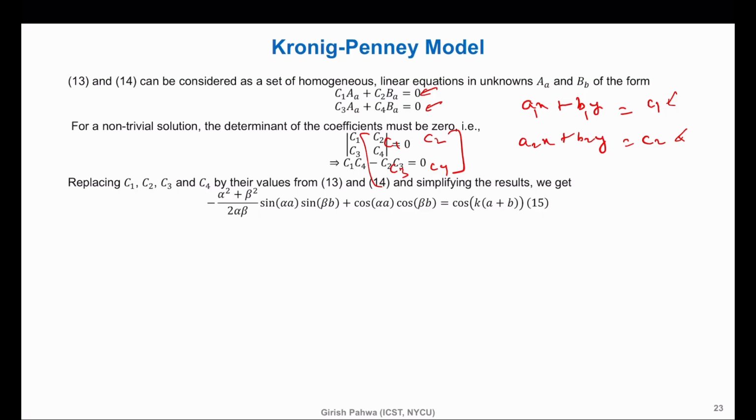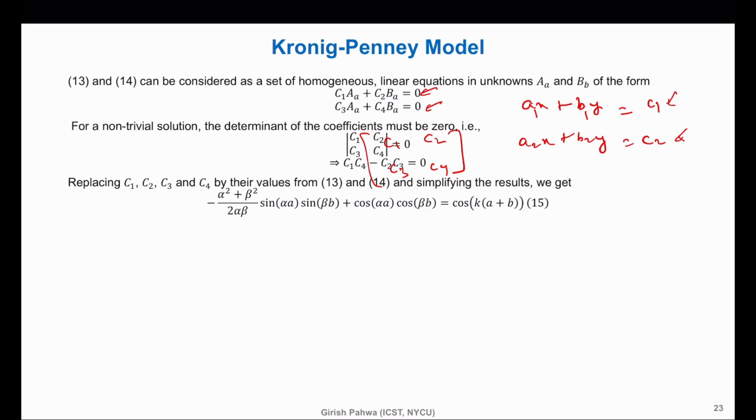Now equation number 15 is interesting. What's on the right hand side? Right hand side is a function of k. A and B are constants, right? They are constants of the lattice. Left hand side, it's a function of alpha, beta. Alpha and beta are appearing. What are alpha and beta related to? Energy. Alpha is under root of 2 m e over h bar square, beta is something similar.